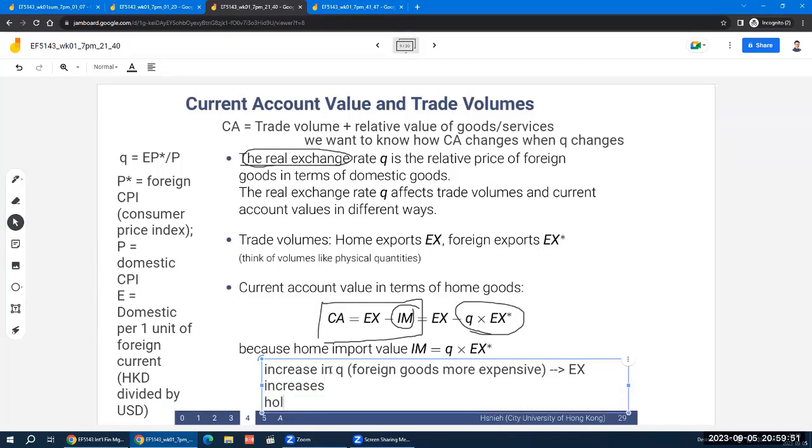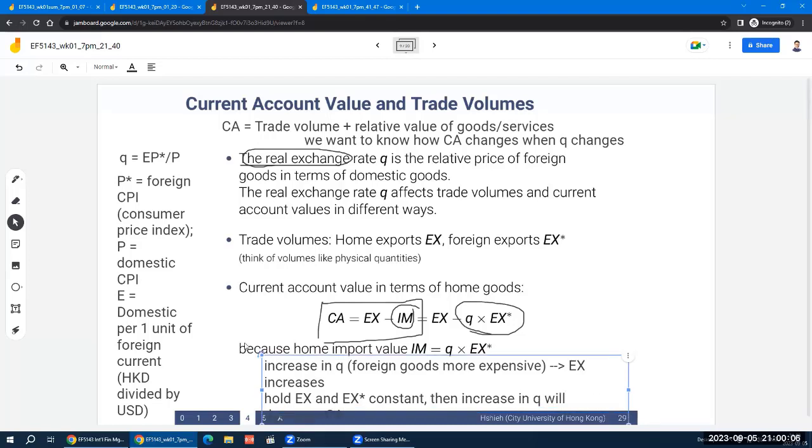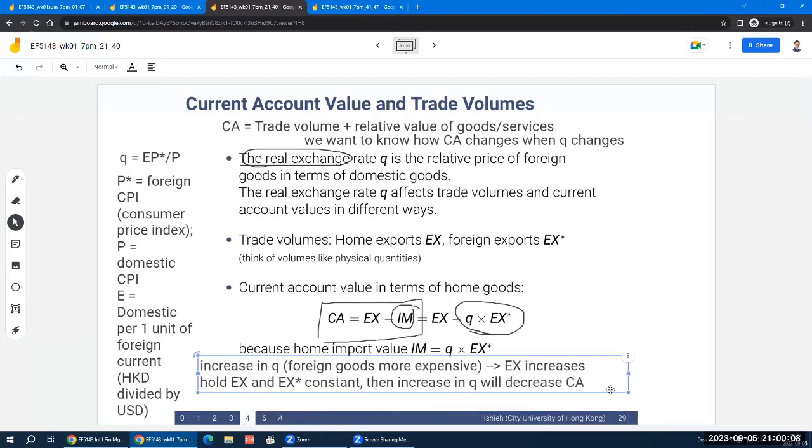However, if we hold EX and EX star constant, then actually an increase in Q will decrease CA. So this is EX and CA implicitly, right? All else equal. Everything I say is all else equal, meaning we hold everything else constant.